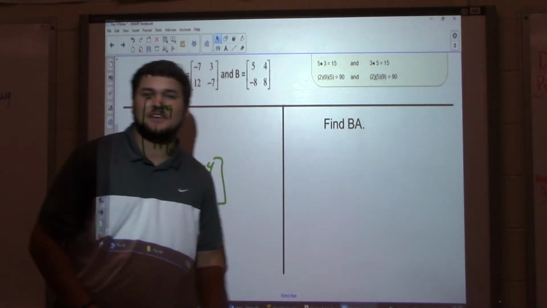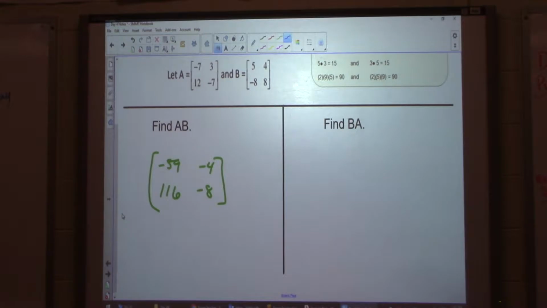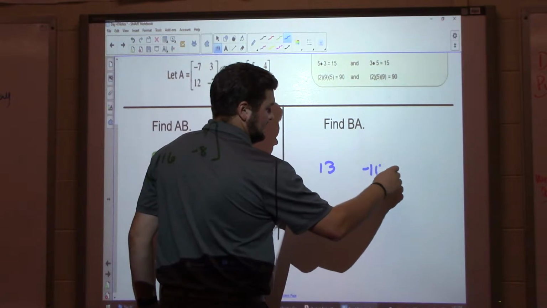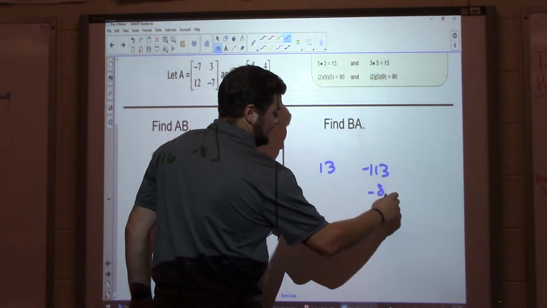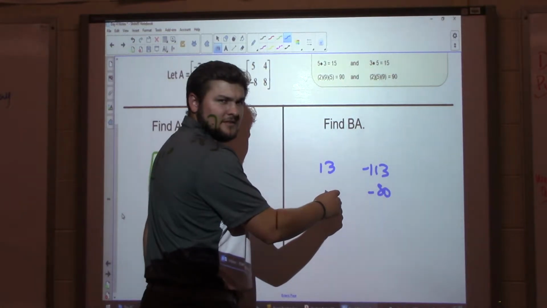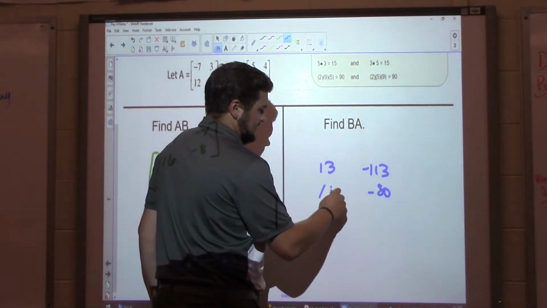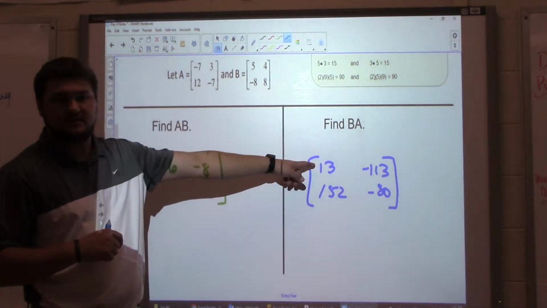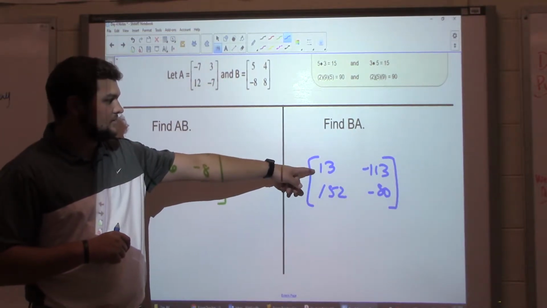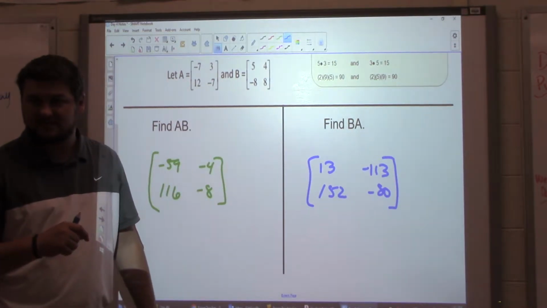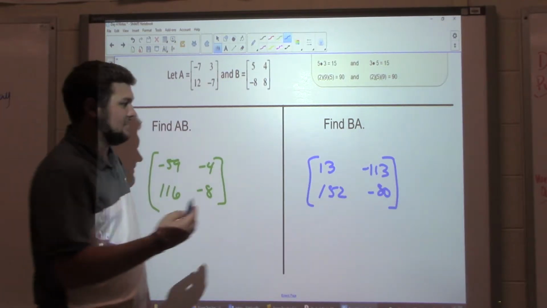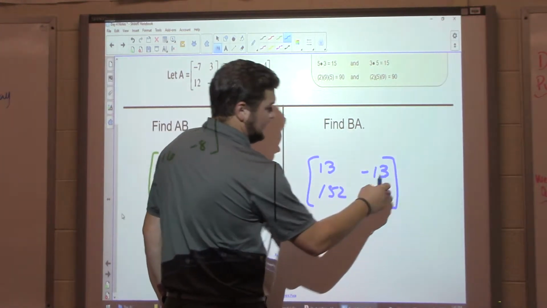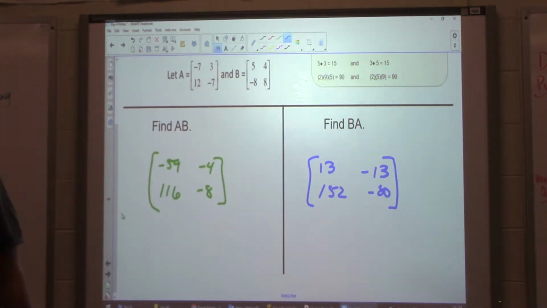All right, did anyone do B times A? What'd you get back there? 13, 100, negative 113, 152. What'd you get for this bottom left? I got 152. I got negative 13. You had negative 13? Instead of negative 113, it's negative 13. Oh, so I might have just heard incorrectly. You guys got that? Yes. Alright. Are they the same? No.